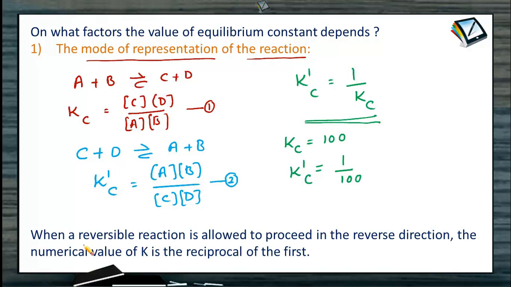It is 1 by 100. Thus, when a reversible reaction is allowed to proceed in the reverse direction, that is, we are changing the system entirely opposite of the first system, then the numerical value of K is the reciprocal of the first.